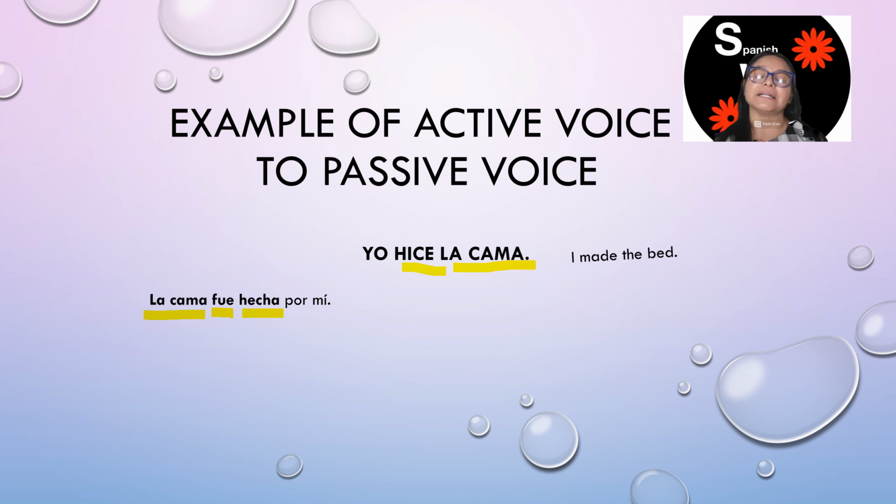So, la cama, singular femenino, the helping verb ser to form the passive voice is here, third person singular, and hecha is the past participle of the verb hacer as an adjective, and is singular femenino, to match la cama. Okay, muy bien. And then you can see the English translation in there. Muy bien, siga.